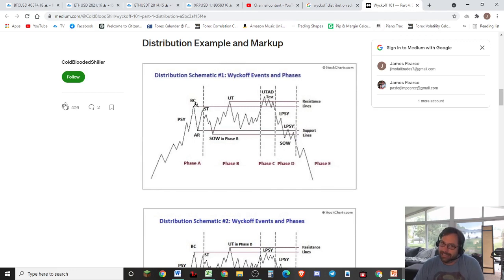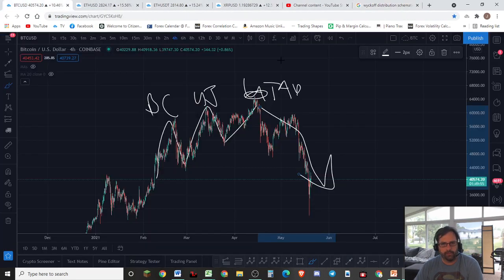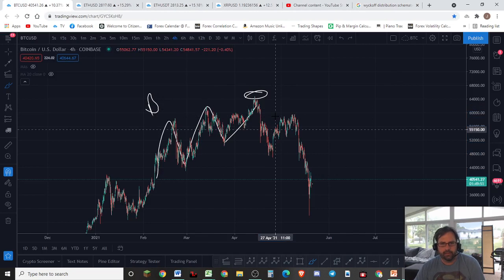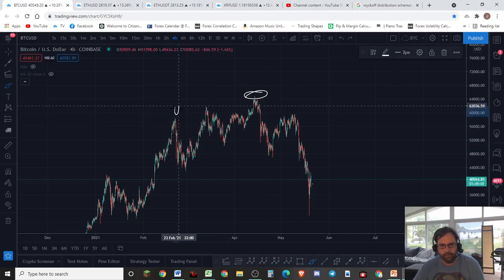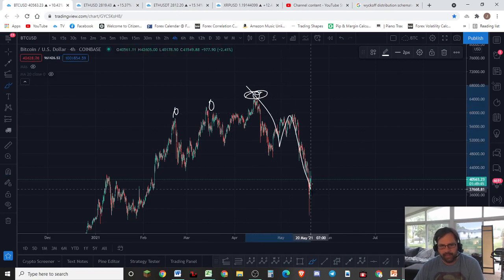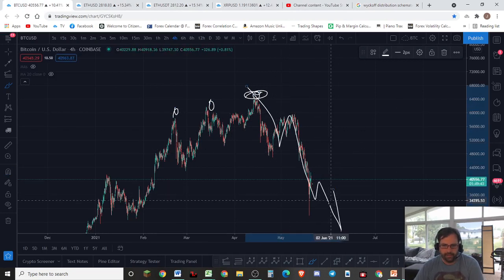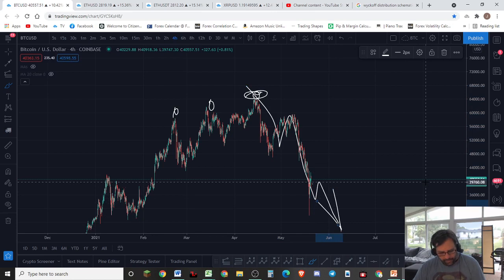So, guys, I was looking at this distribution pattern, and it looks awful similar here on the Bitcoin chart. So again, let me just kind of show you. I wish I could put them side by side, but basically test number one, test number two, test number three, boom, and then down we go. Could be the start of a distribution area. So that's just an interesting thing.